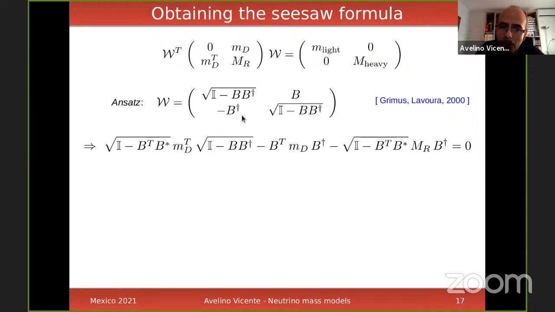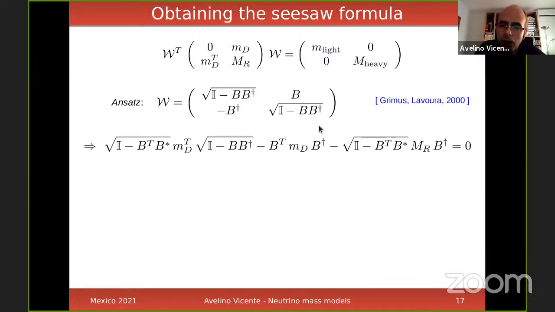So you have B, B dagger, and this is the square root of the identity minus B, B dagger. The square root has to be understood as a series expansion, okay? So square root means 1 minus 1 over 2 B, B dagger, and so on, 1 over 8 B, B dagger, B, B dagger, and so on.